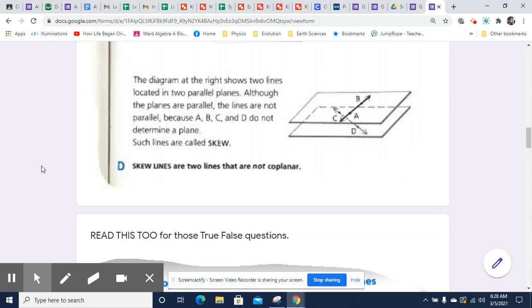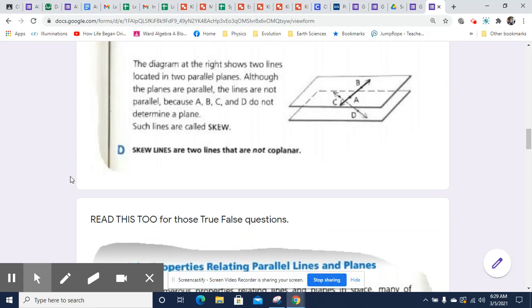This diagram here shows two lines that are located in two parallel planes. Although the planes are parallel, the lines are not parallel because AB and CD do not determine a plane. These lines are called skew. They don't intersect and they are not parallel. So they never touch in 3 dimensions. These skew lines are two lines that are not coplanar.